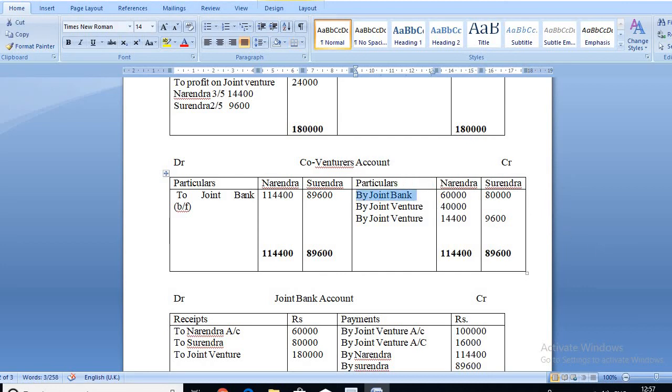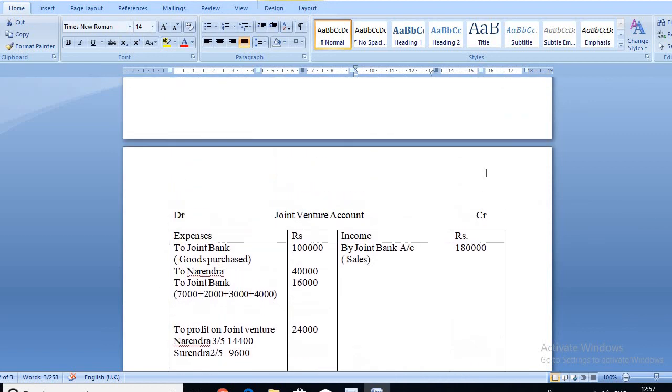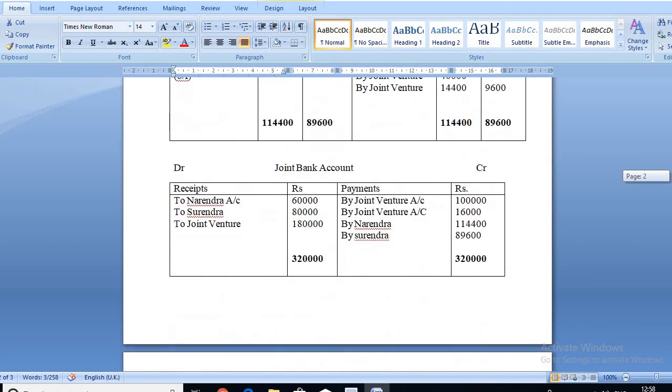The second transaction is goods purchased for cash for rupees 1 lakh. For this 1 lakh rupees, the payment is made through joint bank. That's why 'to joint bank'. One aspect is over. Now one more aspect, the credit aspect. So in the joint bank account, credit side, write down joint venture, rupees 1 lakh.